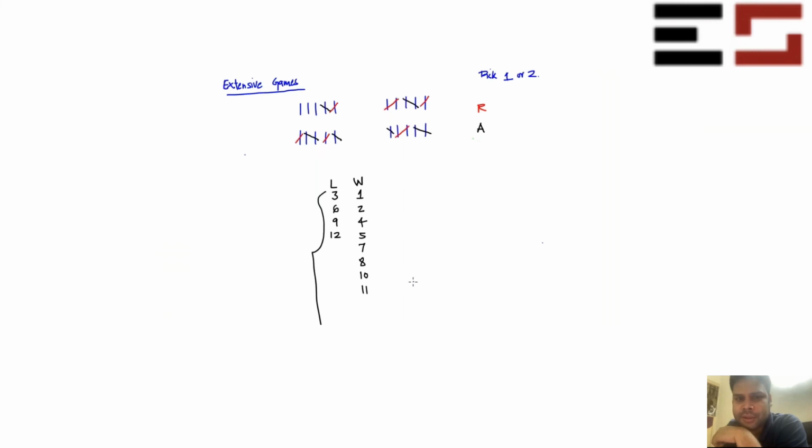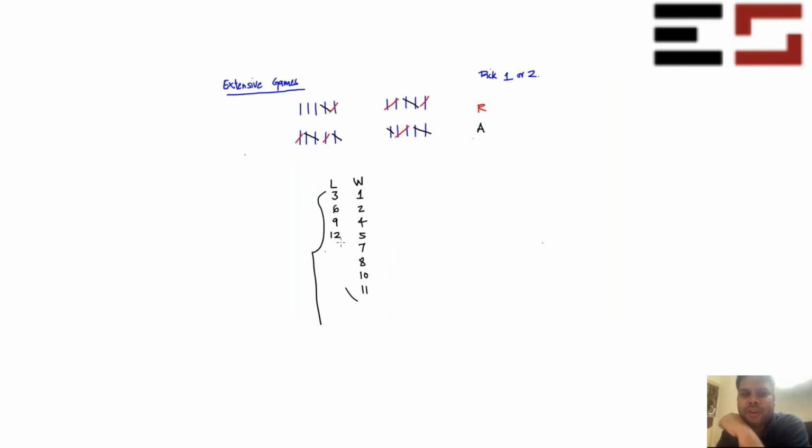Okay, is that fine? Yes. Okay, so this is how you can just do the inductive reasoning backwards and figure out which one is a winning position, which one is a losing position. Okay, so if you play optimally and you are at one of these winning positions, you will win.